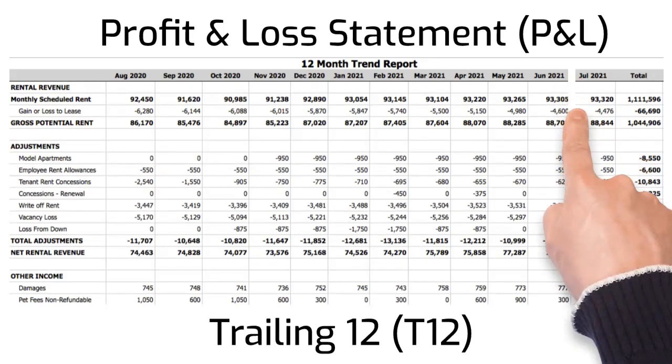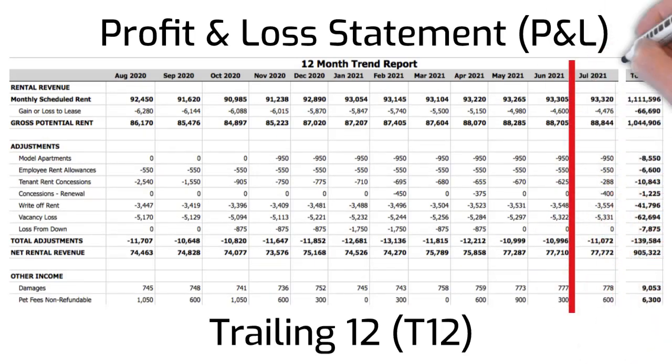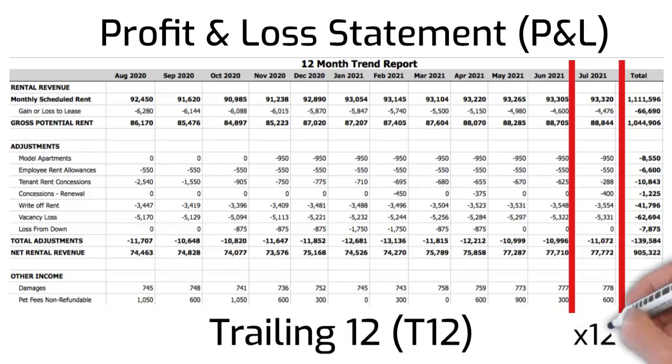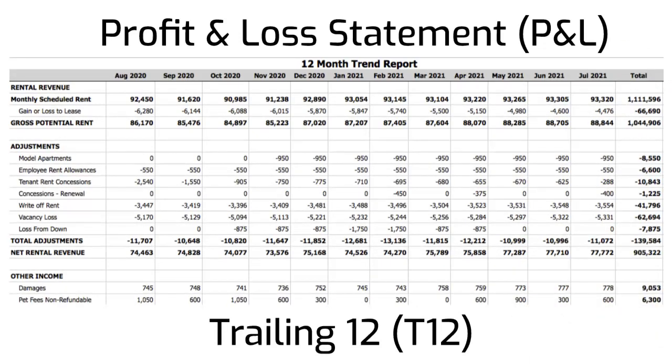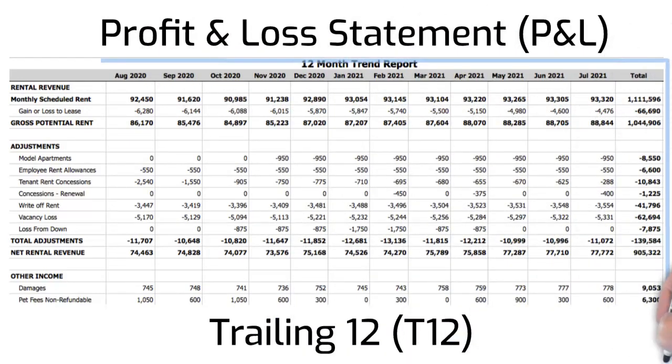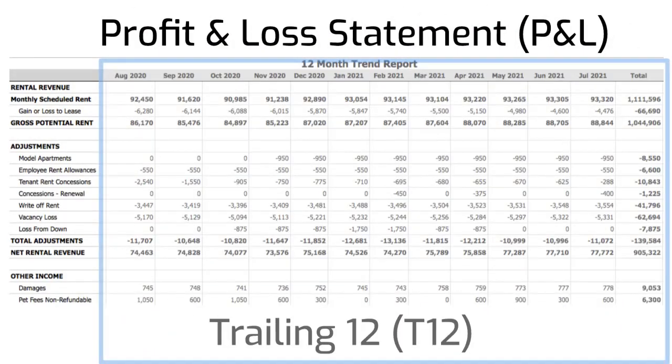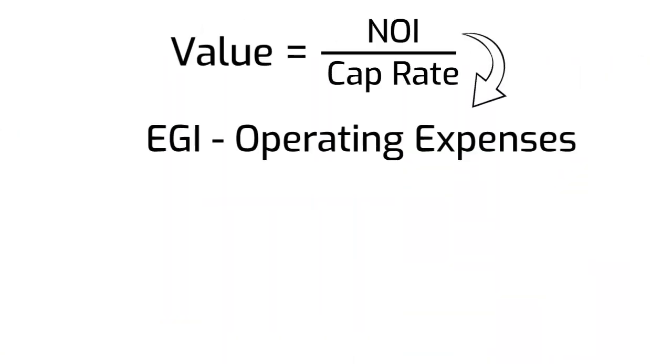For simplicity, in this example, we are just going to use 1 month's worth of income and expenses and then multiply by 12 to annualize them. But in reality, we look at how the property has performed over the last 12 months, as this better takes into account the month-to-month variances and gives a more accurate picture of the property's annual performance. Okay, back to the numbers.